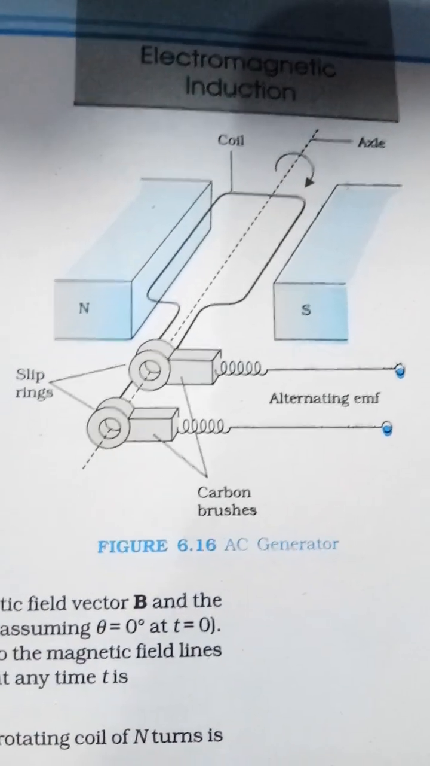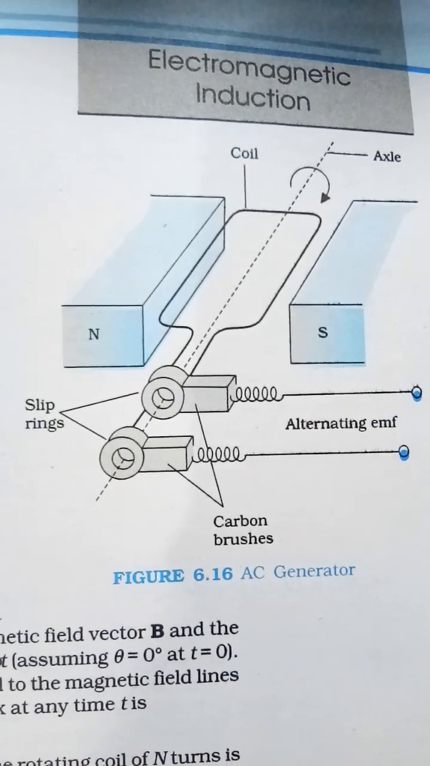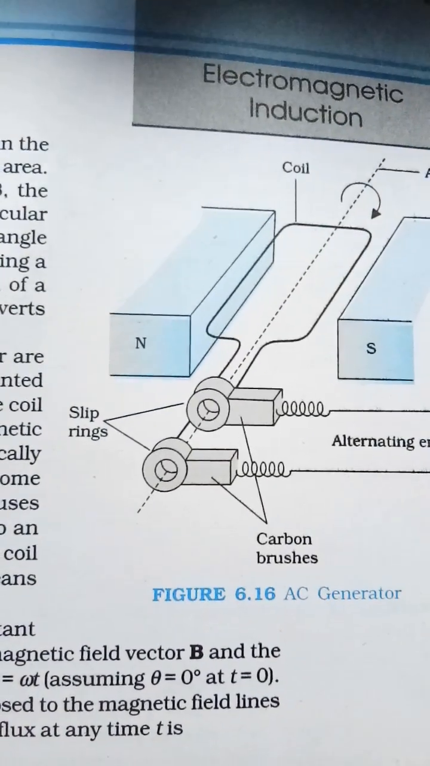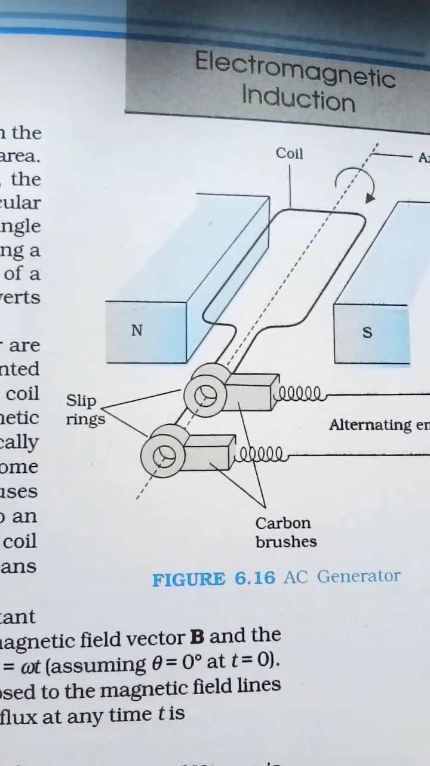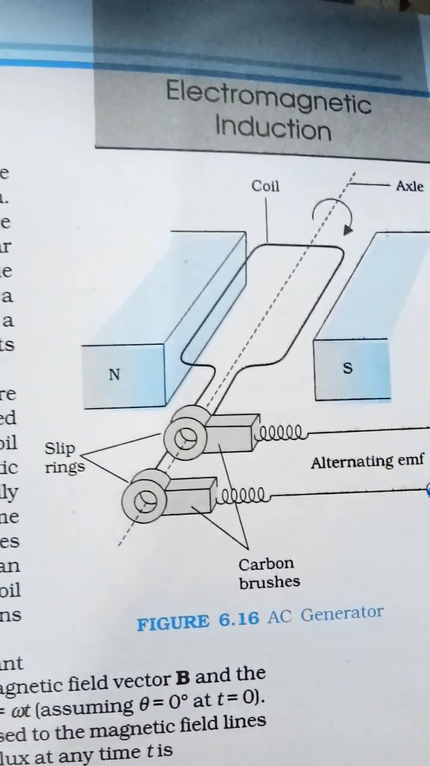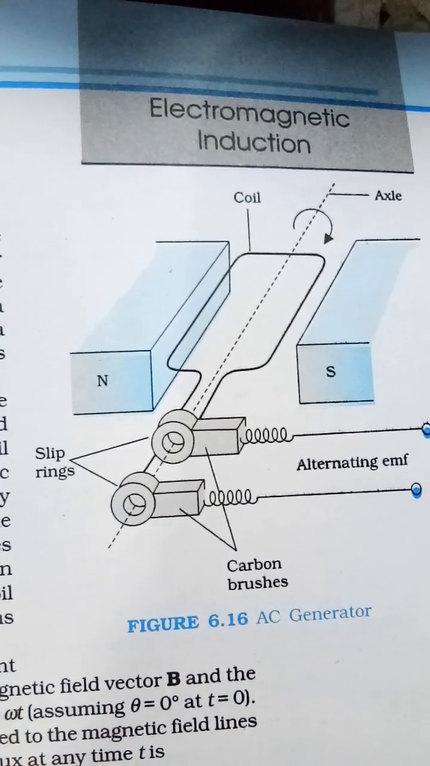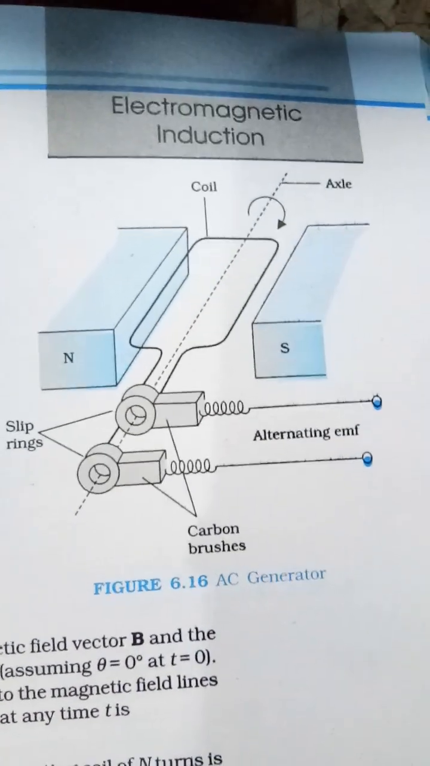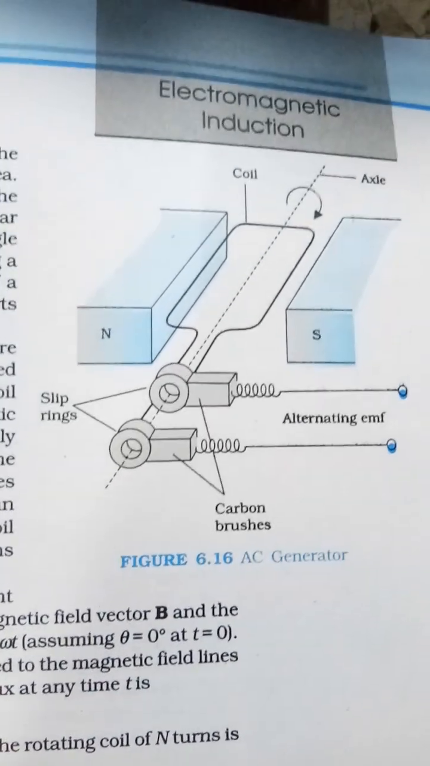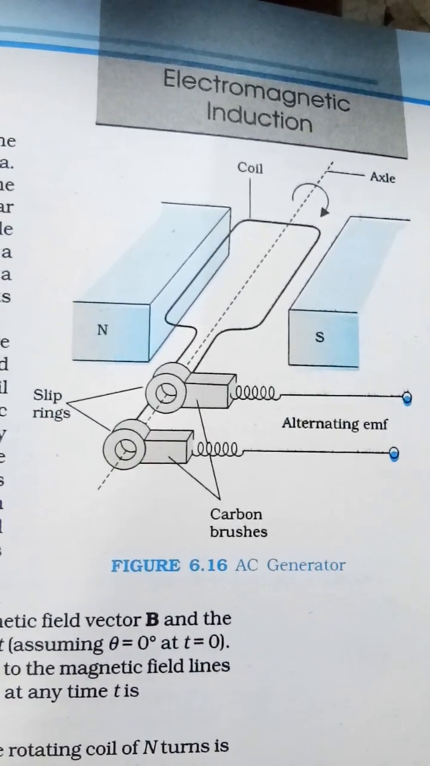Dear physics aspirants, right now I have the physics book of +2 level, and electromagnetic induction is the topic. Within this topic, we will discuss 6.10 AC generator. Induction is the word for electric and magnetism induction. So the 6.16 picture will provide you the AC generator mechanism.